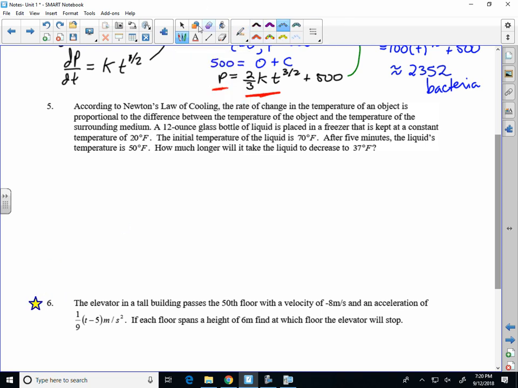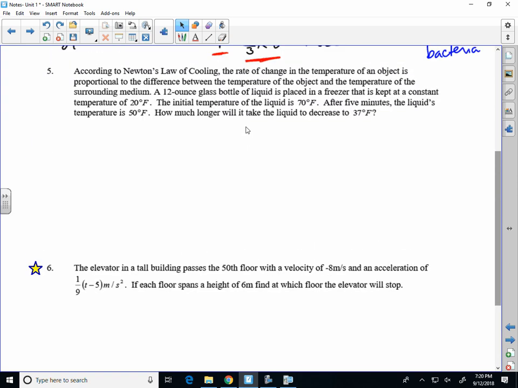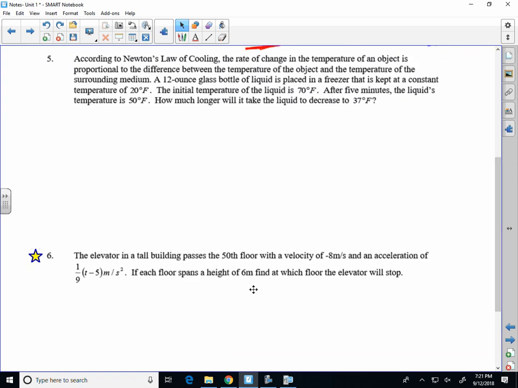Number 5, this is actually the last thing that we're going to do tonight. I'm only going to get you set up on it. I'm not going to do the whole thing for you. It's just the verbiage in the opening there is a little much. According to Newton's law of cooling, the rate of change in the temperature of an object is proportional to the difference between the temperature of the object and the temperature of the surrounding medium. So you're supposed to make an equation out of that. Like if you don't have any experience with Newton's law of cooling, that takes you a second.